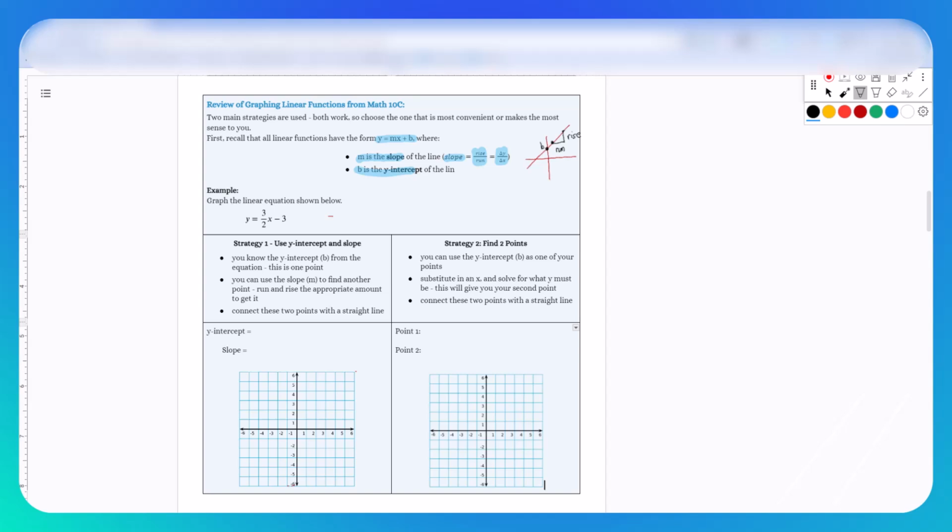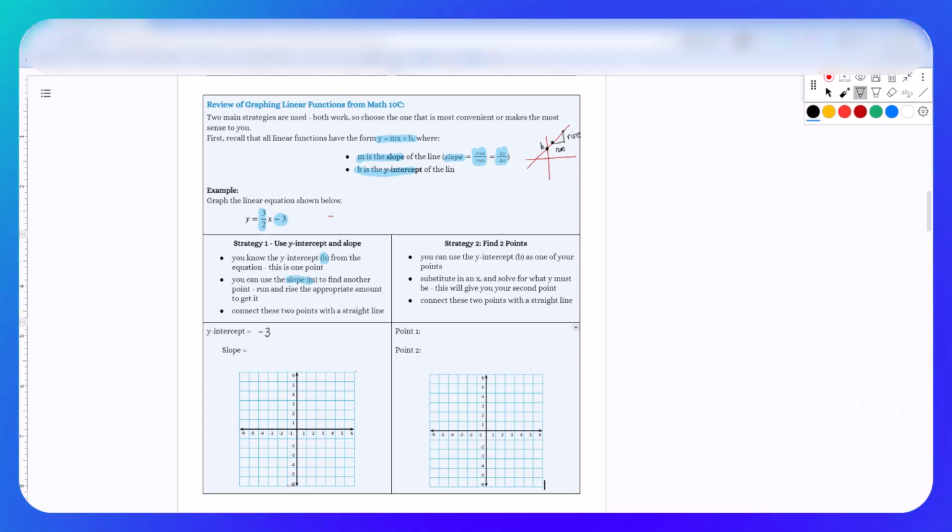The first strategy we're going to use is the y-intercept and slope. We know the y-intercept from the b value. This is going to be one of the points. So when we look at this one, we know our b value, or y-intercept, equals negative 3. The next thing we're going to do is look at the slope. And we're going to use this slope to go for a little walk. The run and the rise given the 3 over 2.